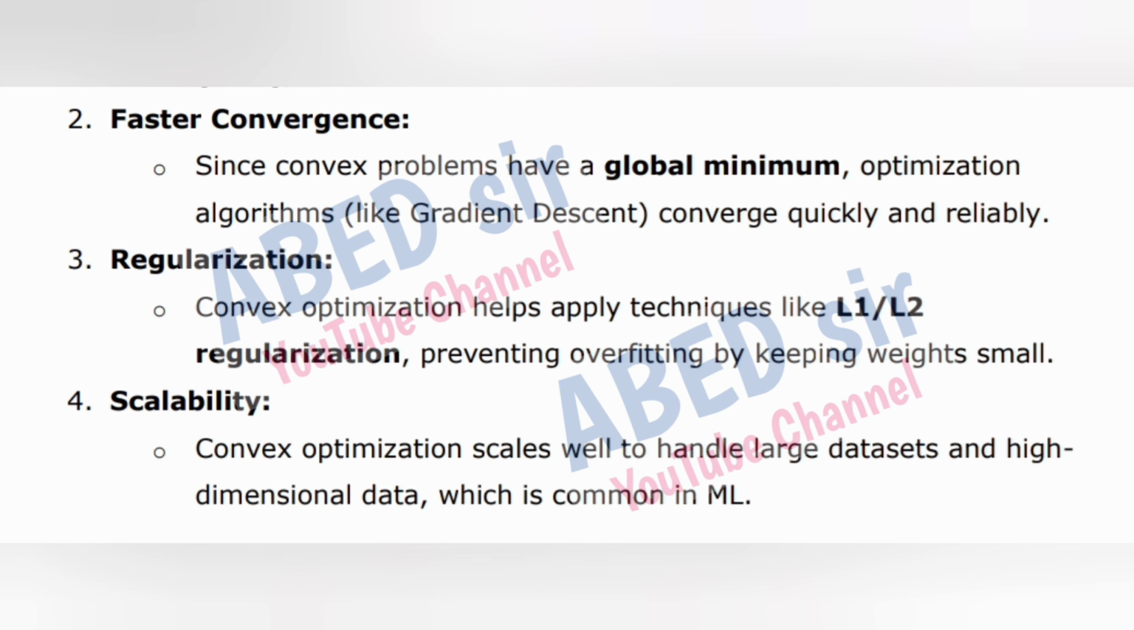3. Regularization. Convex optimization helps apply techniques like L1 and L2 regularization, preventing overfitting by keeping weights small. 4. Scalability. Convex optimization scales well to handle large datasets and high-dimensional data, which is common in ML.